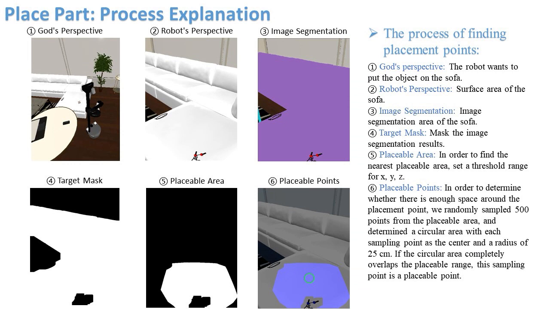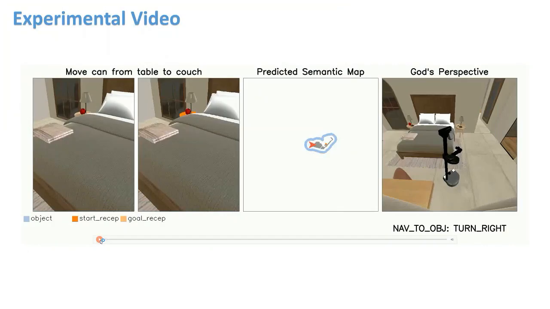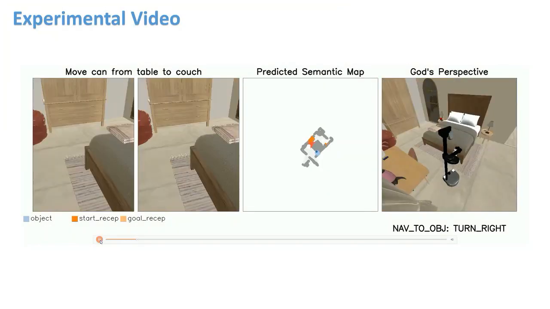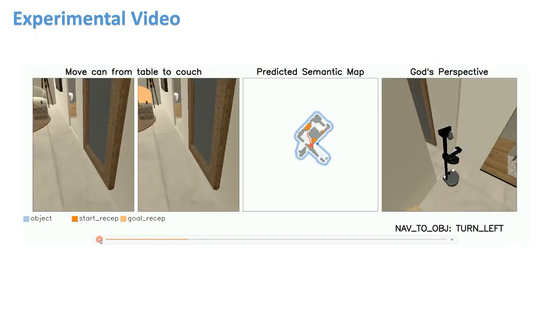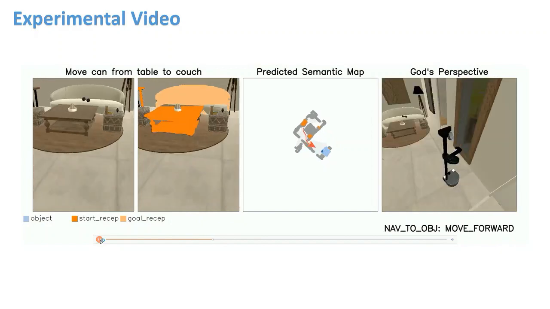In the stage of exploring placeable points, we first find a placeable area, then randomly sample some points in this area, and generate a circular area with a fixed radius with each point as the center. Finally, if this circular area completely overlaps with the placeable area, then the center of the circle is the placeable point. There is an example of our method. Benefiting from the improvements in perception, navigation, and object placement, the robot completed the task.